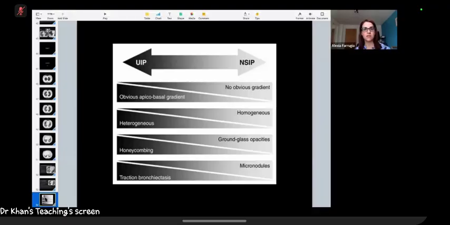With UIP, there is extensive honeycombing. With NSIP, ground glass opacities are the predominant pattern. With UIP, you get traction bronchiectasis. With NSIP, micronodules are more predominant.